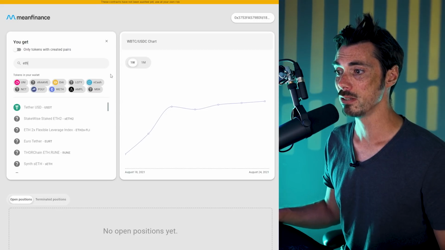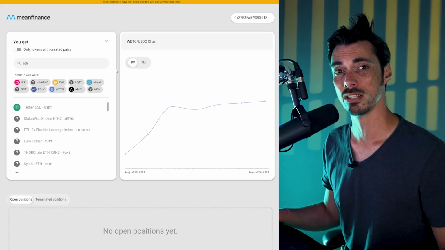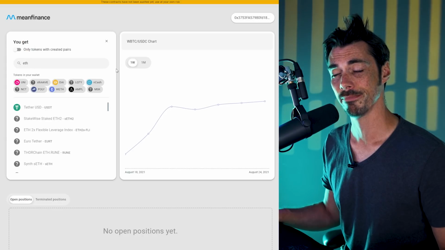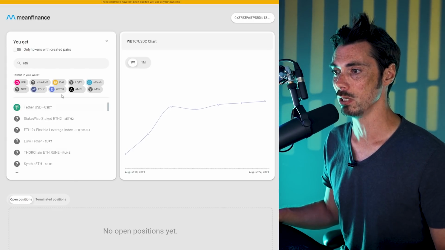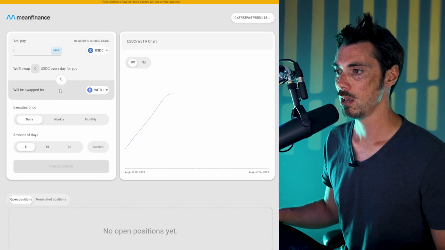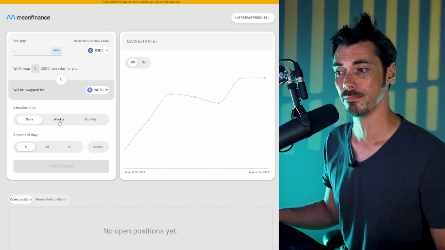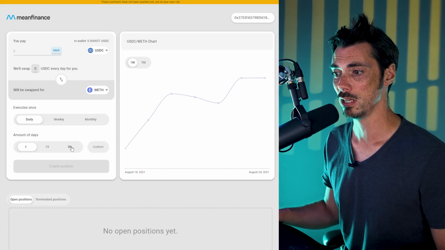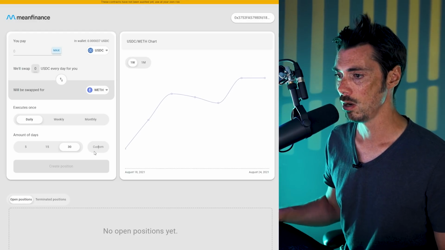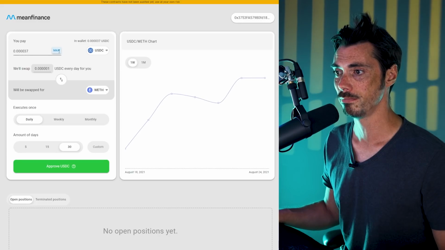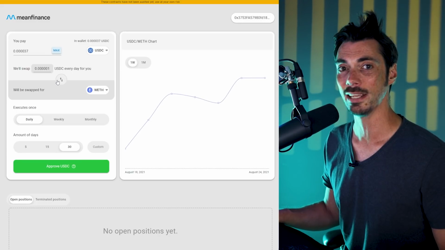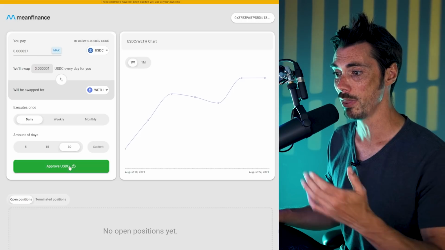The reason for that is that, can we? No. The reason for that is that ETH itself is not an ERC20 token. Bet you didn't know that, but it isn't. Wrapped ETH, of course, is, and it's very easy to swap between ETH and wrapped ETH. So USDC to wrapped ETH, we could say I want to do it daily for 30 days. I could also set up a custom position if I wanted to, but I don't. And that's basically it. That's a ridiculous thing to do, what I've just done there.